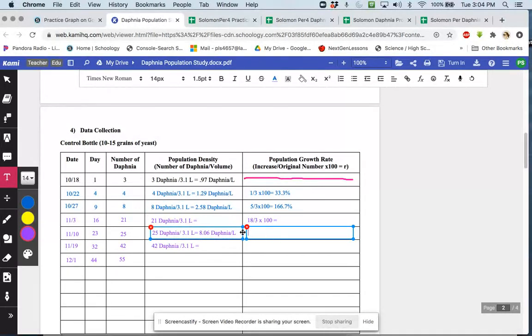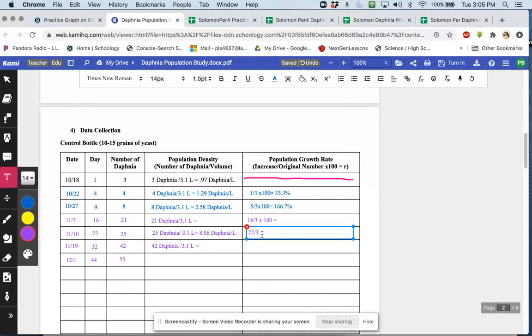So what do we have to do? We have to figure out what is the increase in the population. So 25 minus 3 is 22. So our population went up by 22 Daphnia. We started with 3. Now we have 25. So that number is 22. And then we have to divide by the original amount of Daphnia. So our original amount was 3, right? So 22 divided by 3.